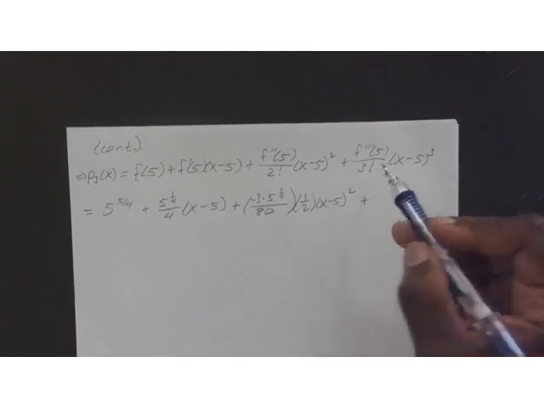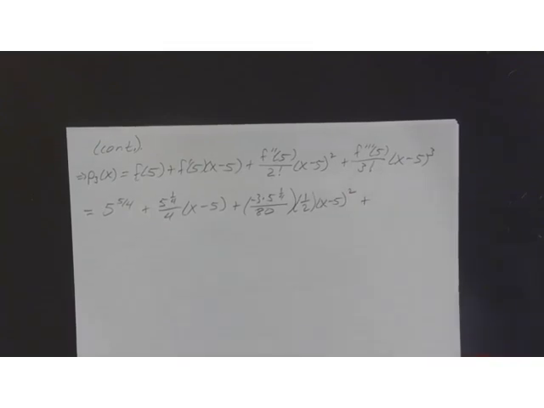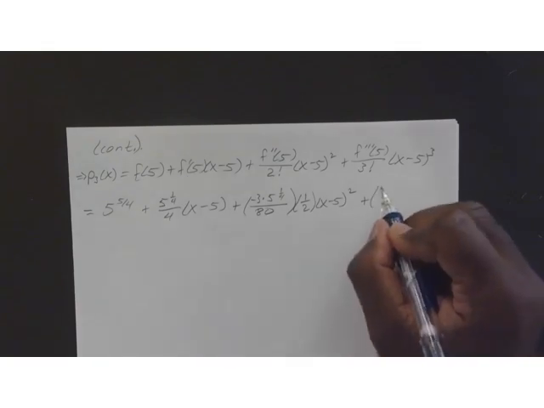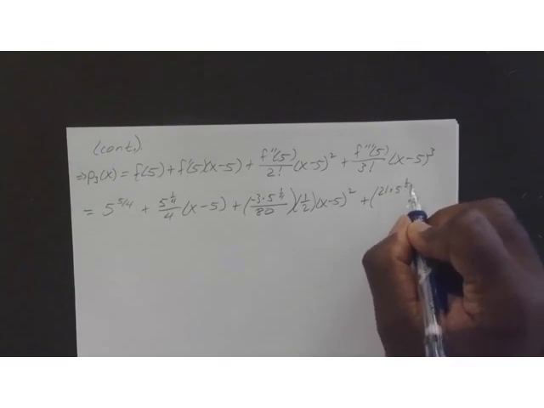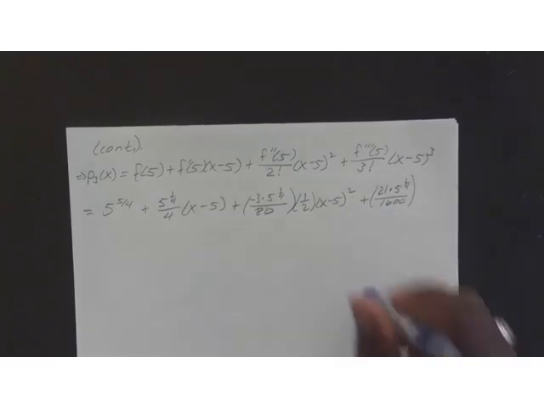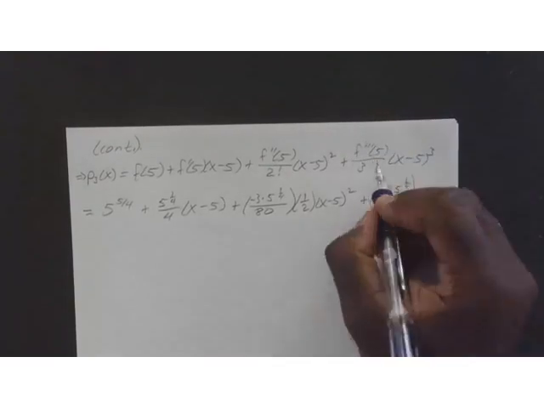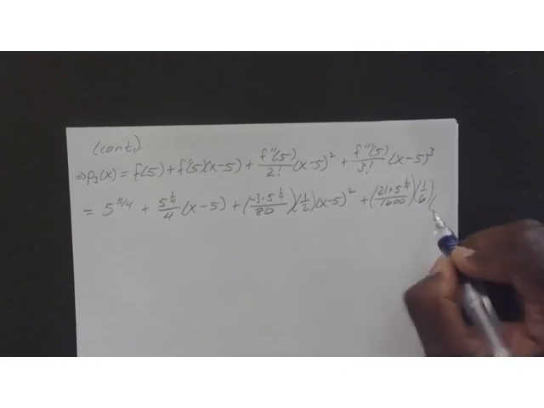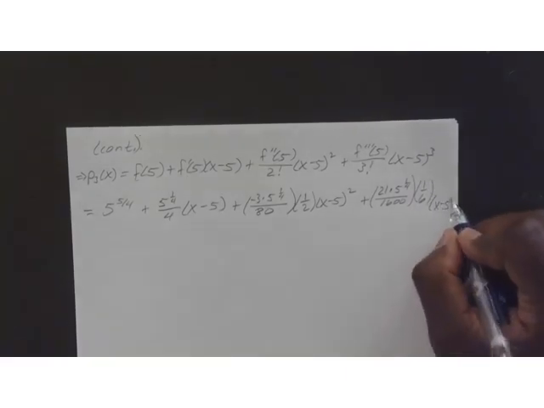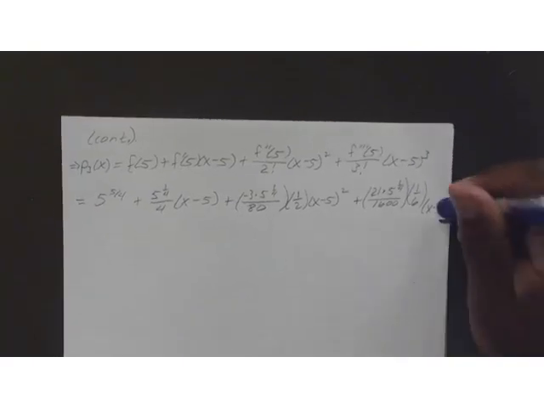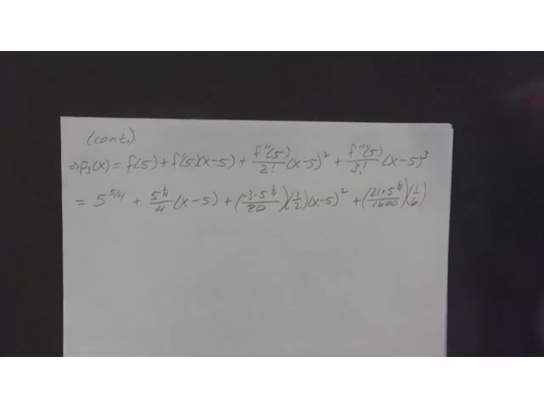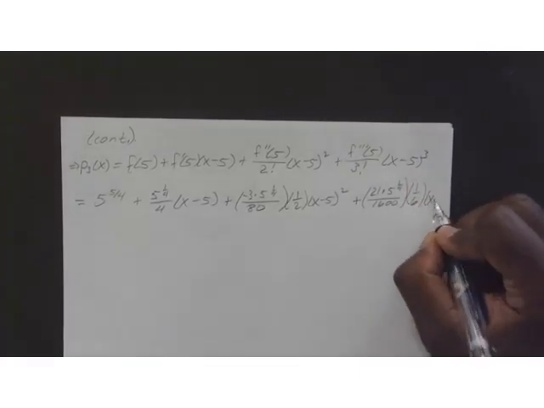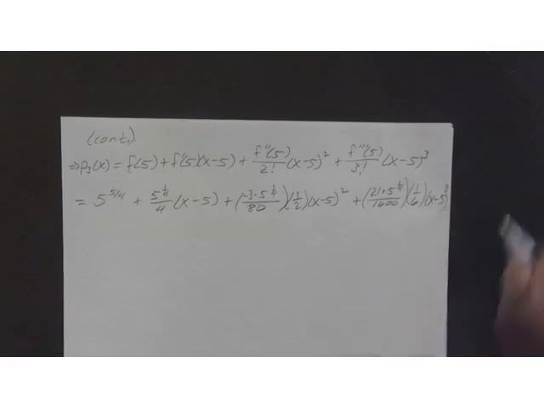Plus your third derivative, which is 21 times 5 to the 1/4 power divided by 1600, divided by 3 factorial. So I'll just multiply by 1 over 3 factorial, which is just 1/6, times x minus 5 to the third power. I always start off with too much room and end up squeezing it in there at the end.